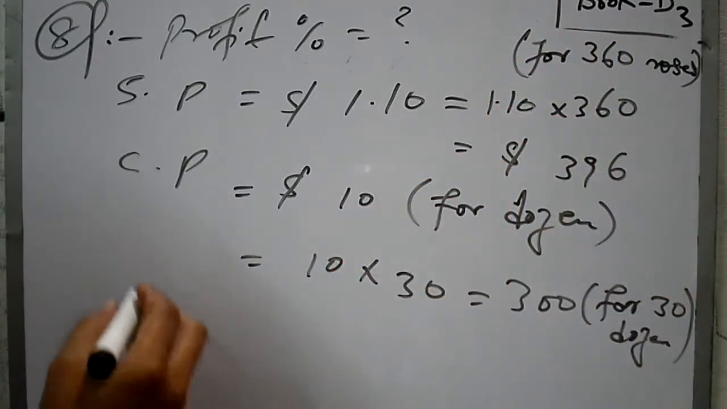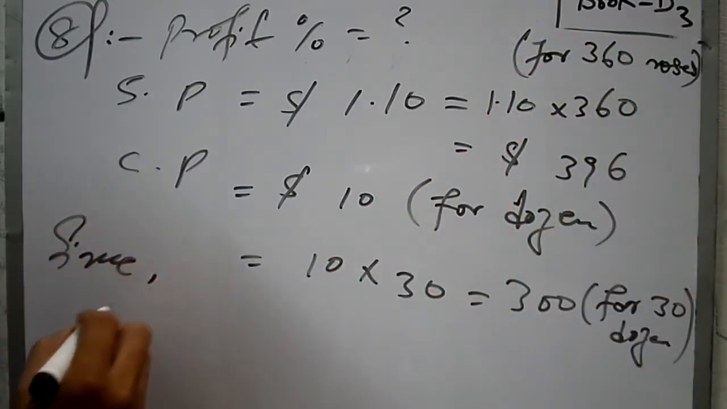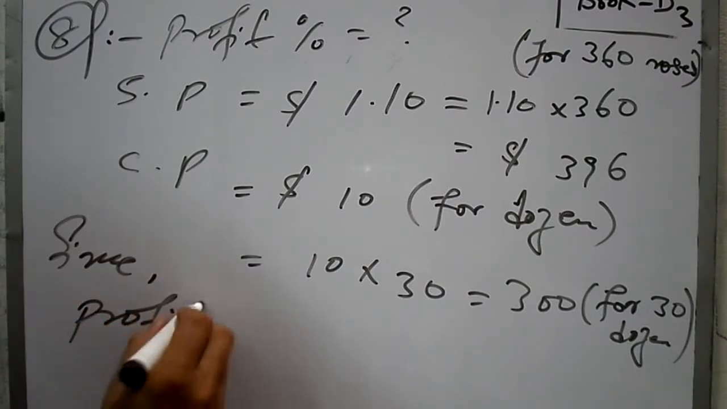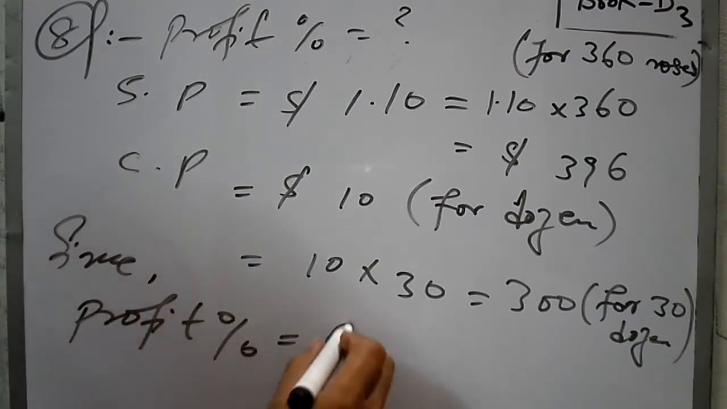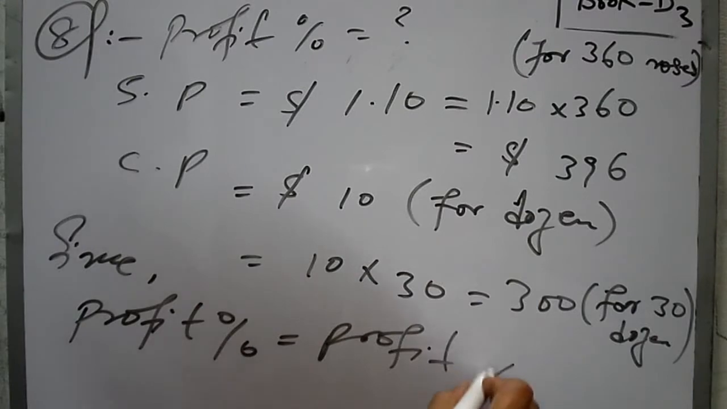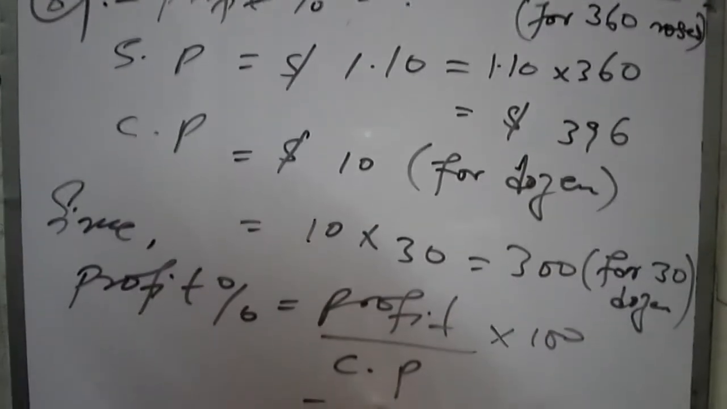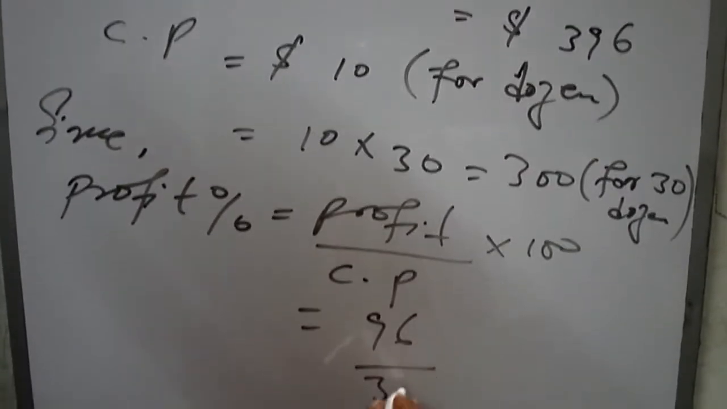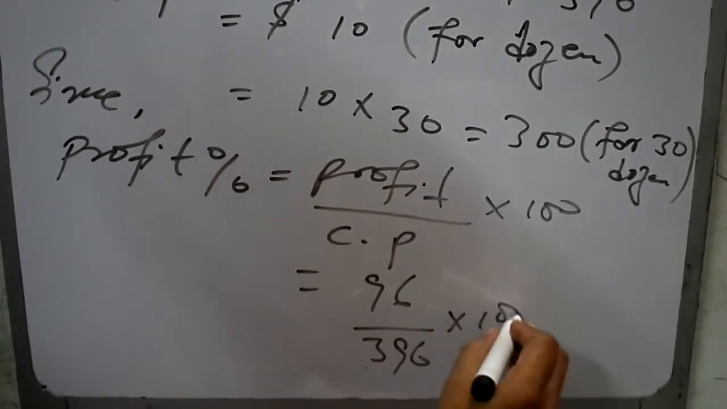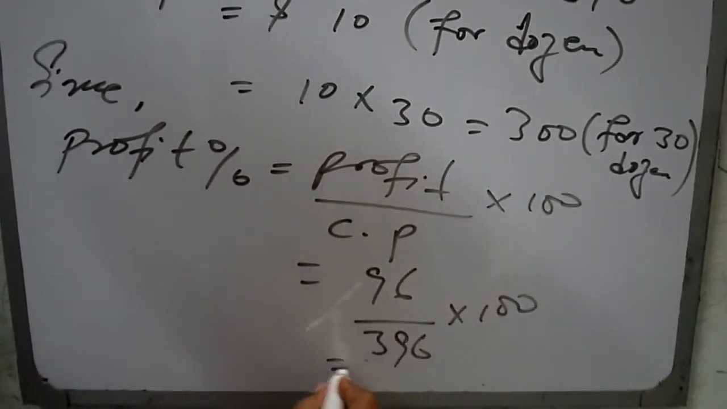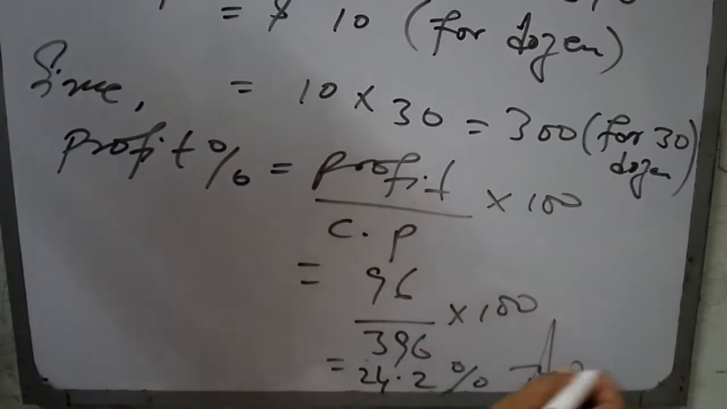Now since we have a formula, that is, profit percentage is equal to profit divided by cost price. So profit 96, cost price is 300, multiplied by 100. So after simplification you will get 24.2%, that is your profit percentage, that is your required result.